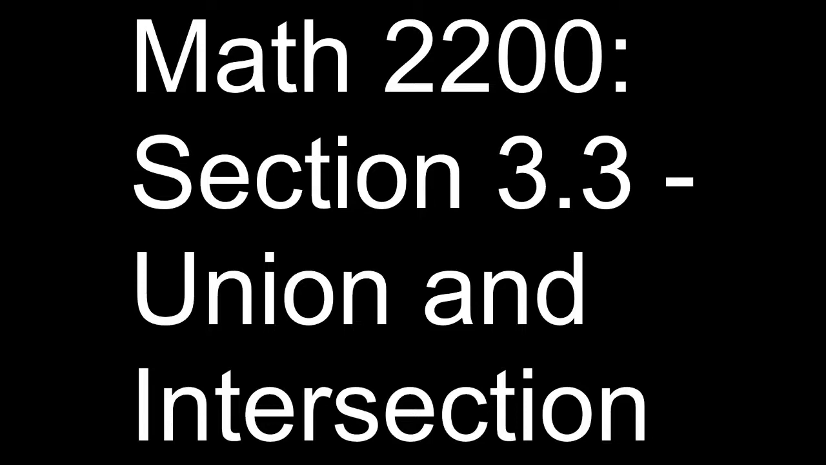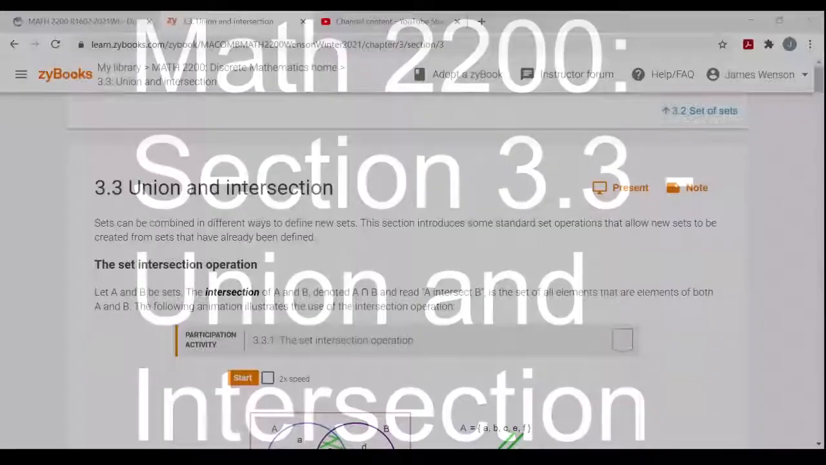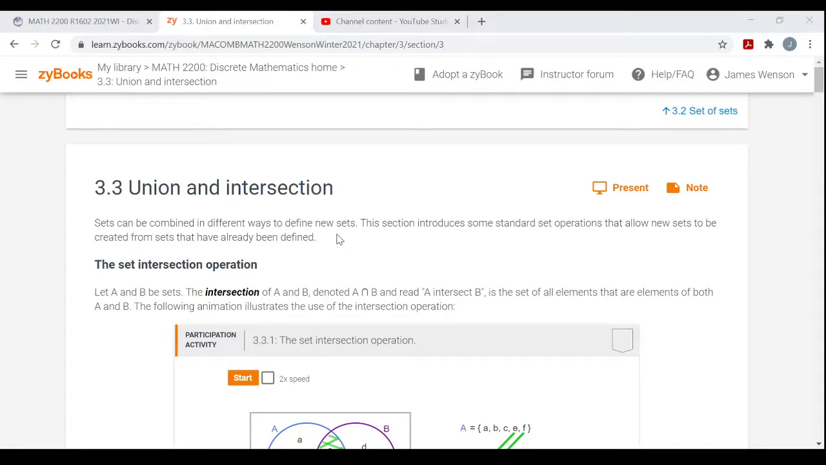So this is a section where we're learning about some set operations, and what you're going to notice is that the union and intersection operations on sets are going to be very similar to the disjunction and conjunction, right? The inclusive or and the and operations from the logic chapter. And you've probably seen these before as well in an algebra class when talking about compound inequalities. You may have seen these words, this notation before.